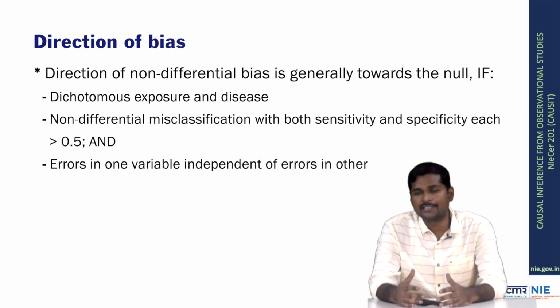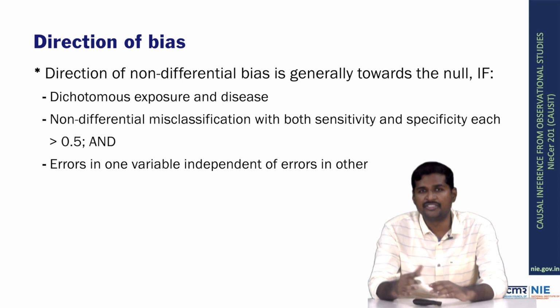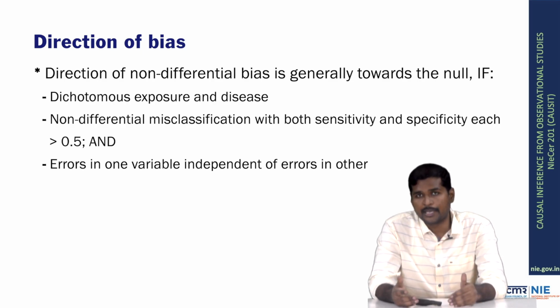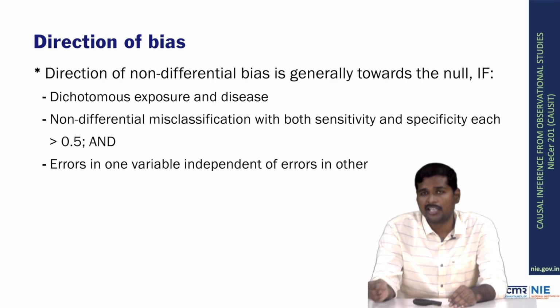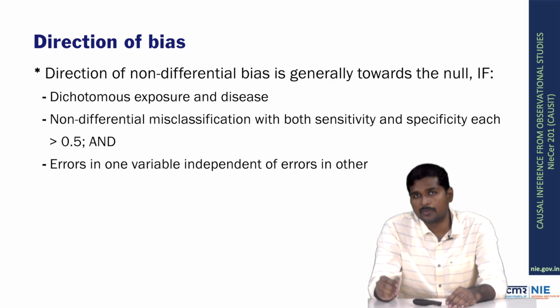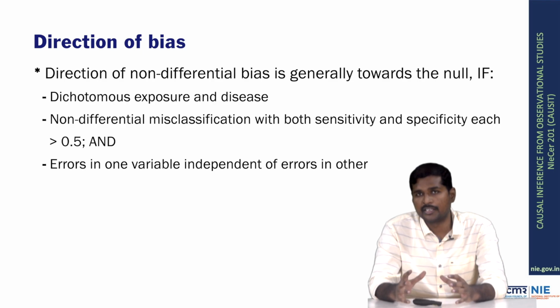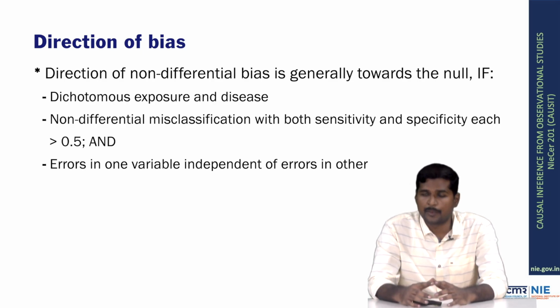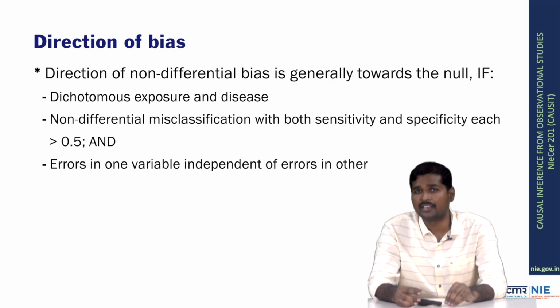In simple situations, as described below, the direction of information bias is generally towards the null. What are these simple situations? When you are having an exposure or disease which is dichotomous in nature. So for example, smoking present or absent, which is a dichotomous exposure variable; lung cancer present or absent, which is a dichotomous outcome variable or disease variable. And the second situation is where the instrument or the questionnaire that you are using or the test that you are using has relatively high sensitivity and high specificity, that is greater than 0.5. A non-differential misclassification might happen when classifying the participants into either diseased or non-diseased, and in situations where error in one variable is independent of errors in the other variables.